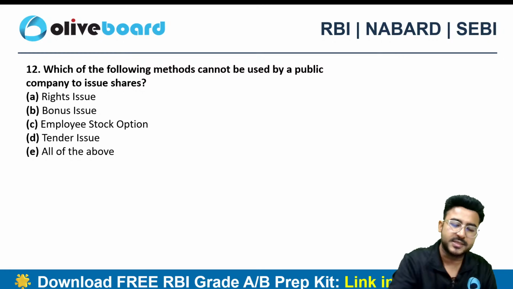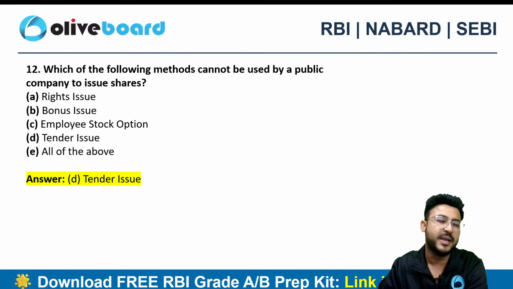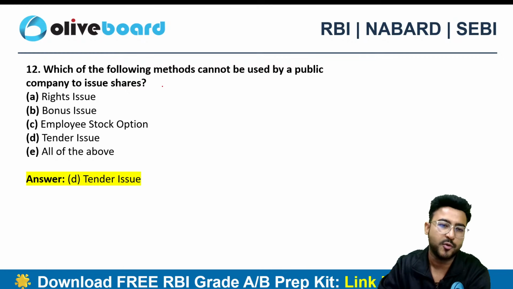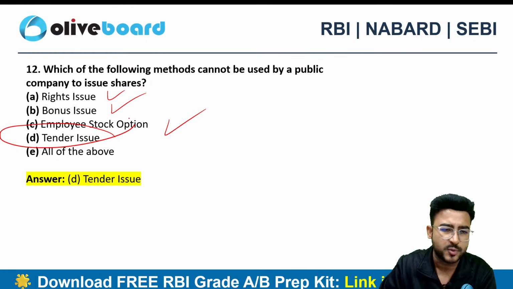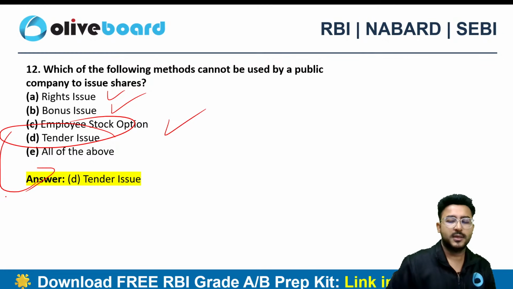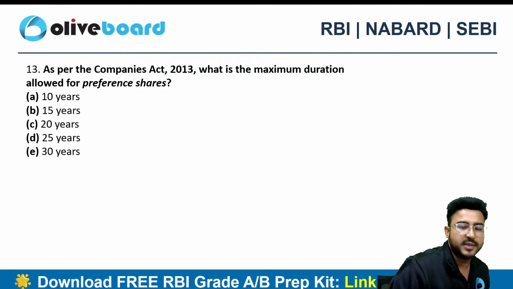Here the correct choice is, guys, tender issue. There is no such methodology which is used by the public company as of now to issue the share. They can go for right issue, bonus issue, even the ESOPs. But tender issue as of now is no such legitimate option which companies are using.